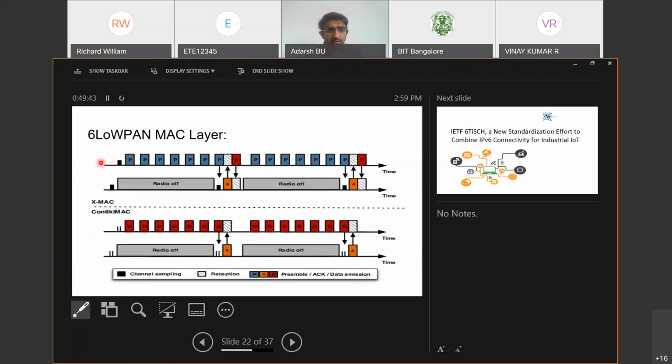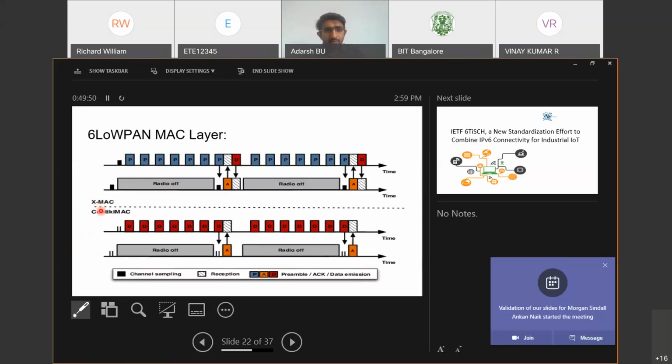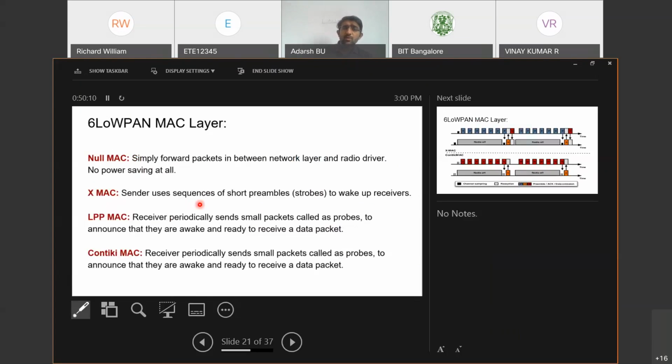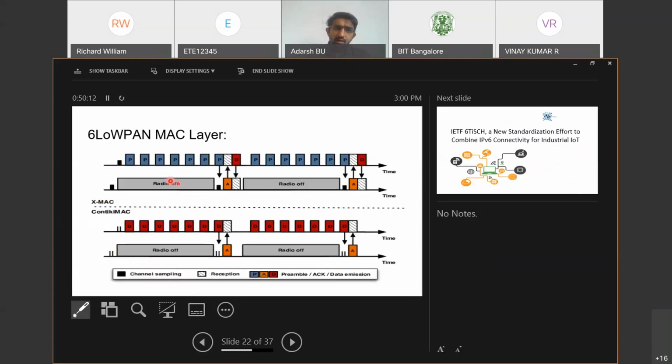Just try to understand. Let's look into the upper part, which is the XMAC. There are two devices: one is specifically a transmitter, and the other is a receiver. What we have read is that the sender uses a sequence of short preambles to wake up the receiver. So the transmitter will keep on sending packets like strobes. At this time the receiver is asleep. The radio is off, very much concerned specifically with saving power, so it is completely off and not listening at all.